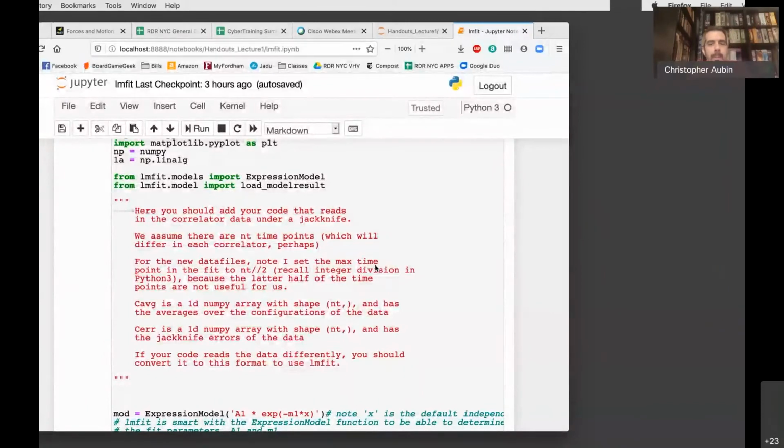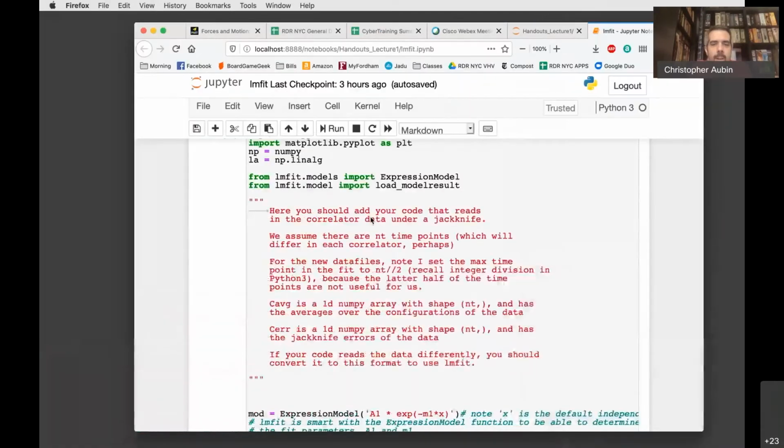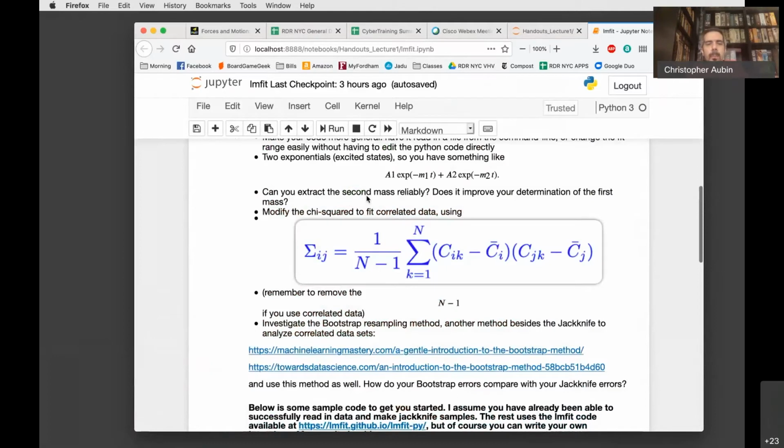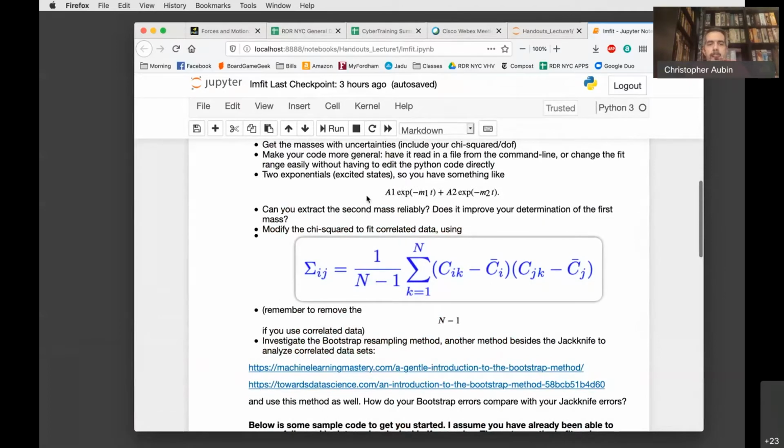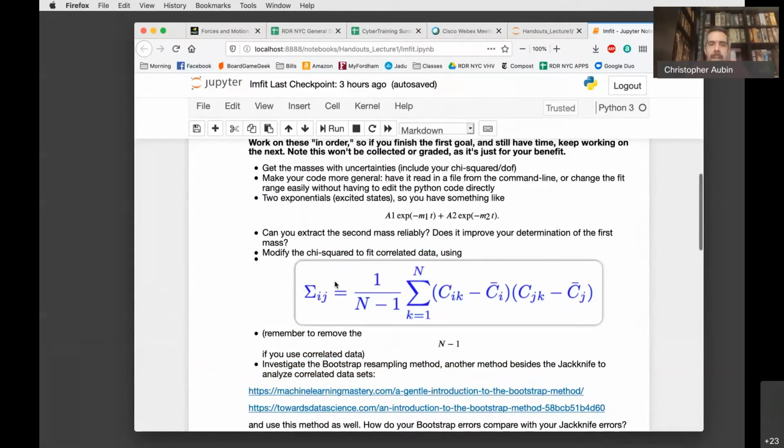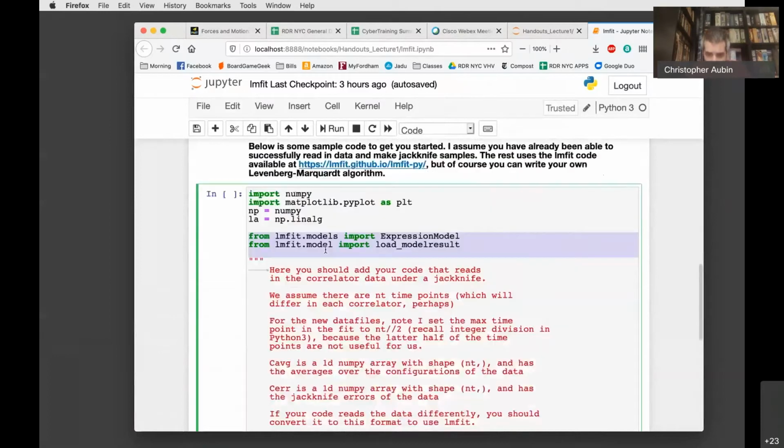It is essentially what we've already talked about. Notice this uses two lines here importing from lmfit in the derivative section. Since you've already written code to calculate the effective mass, you can add here whatever reads in the correlators, and then of course down here is where the fit actually happens.